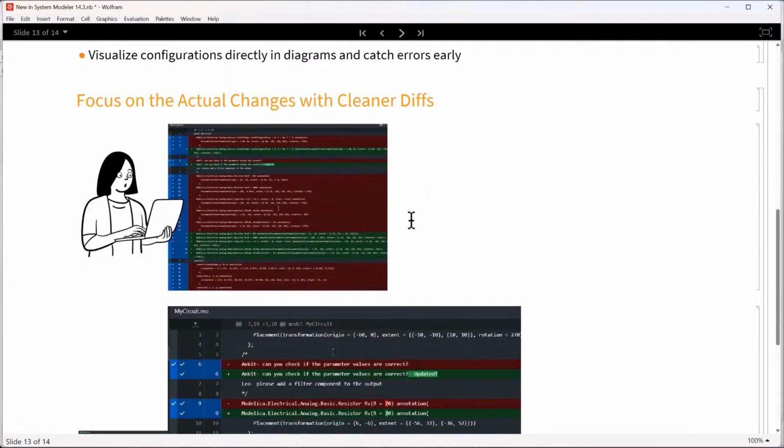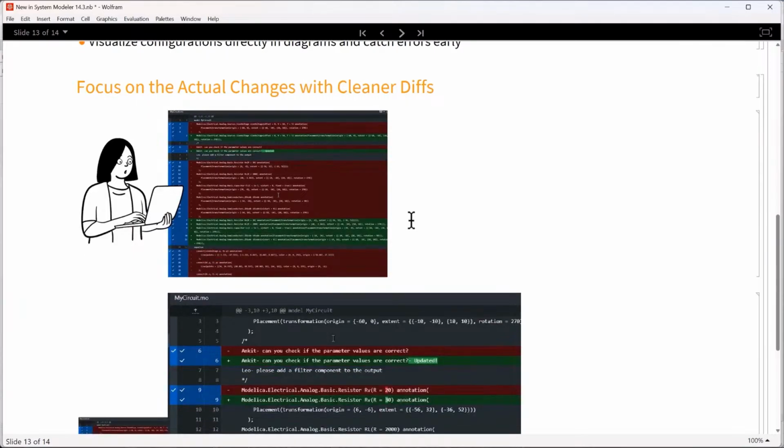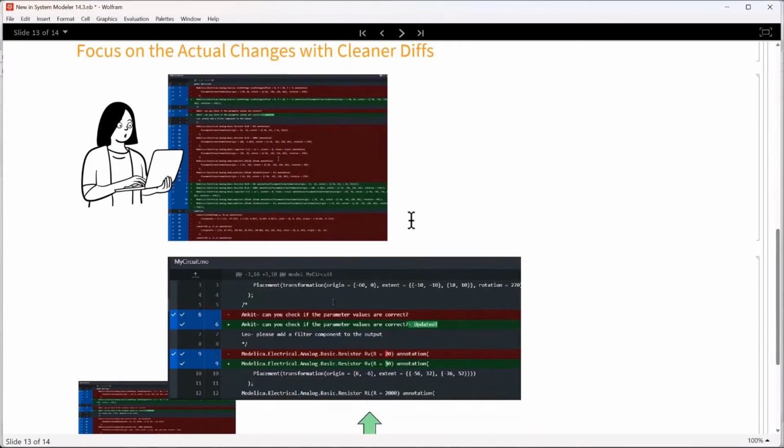Another big help for collaboration: the underlying Modelica code is now Git friendly. So formatting is cleaner and diffs are easier to read, and version control flows more smoothly. For larger projects, this saves a lot of time in reviewing and merging changes. This might sound like small details, but they make a big difference. You can catch configuration issues earlier before they become costly and collaborate more smoothly with colleagues thanks to cleaner version control.